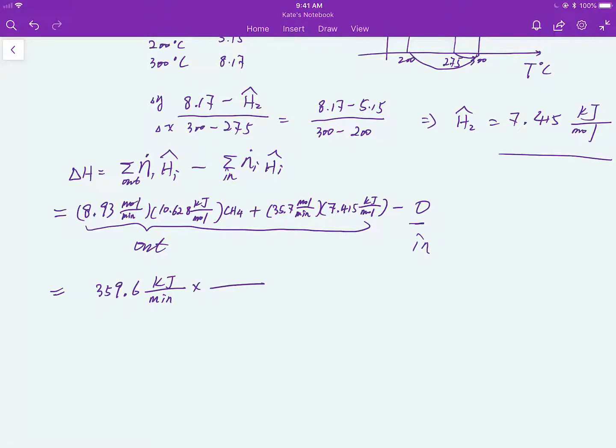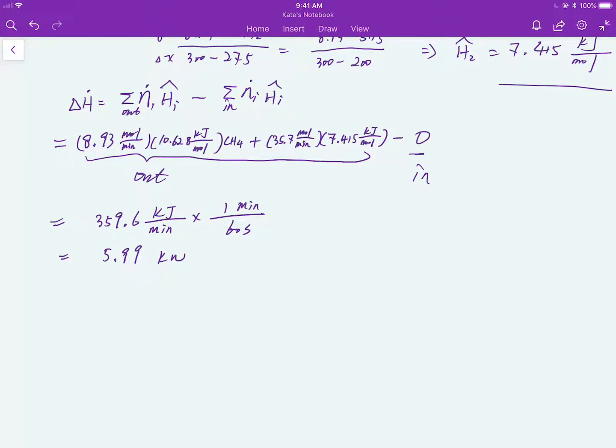However, I need to convert to kilowatts, and kilowatt is kilojoule per second. Simply convert from minute to second. 1 minute is 60 seconds. Then I have 5.99 kilowatt. That is the change in enthalpy.